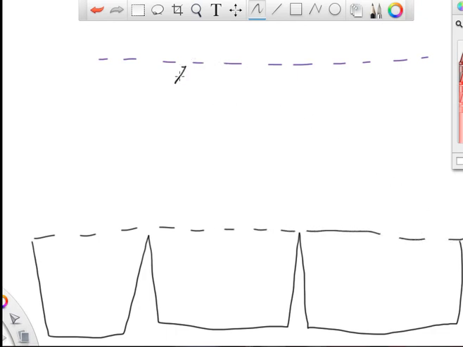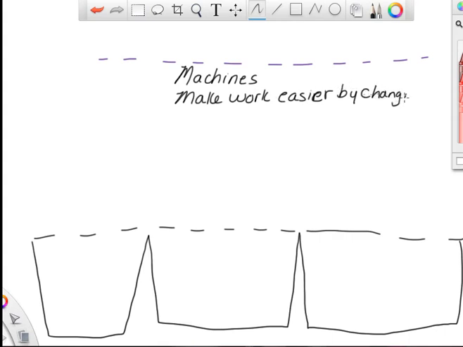And we typed up here, machines make work easier by... Okay, so they do one of 3 things. They can change, by changing. So they make work easier by changing how much force you need.